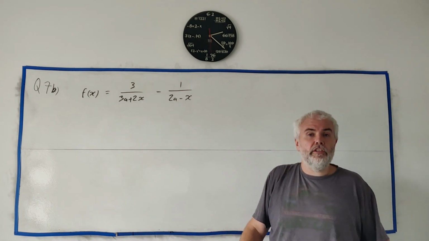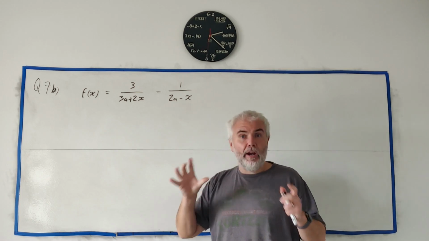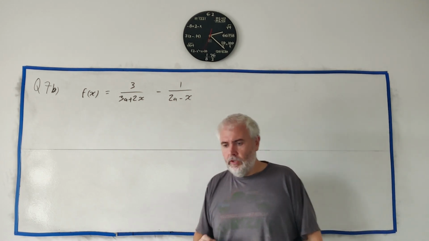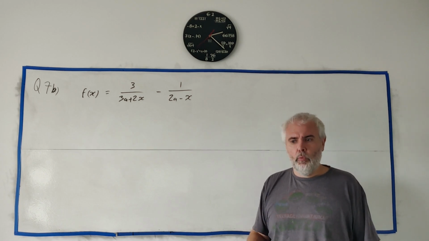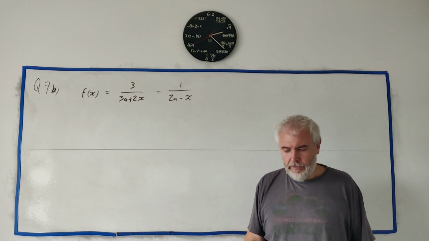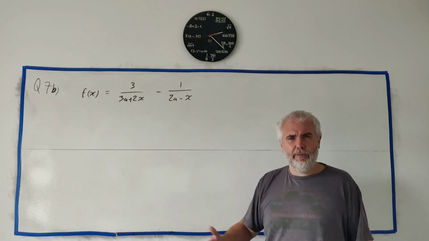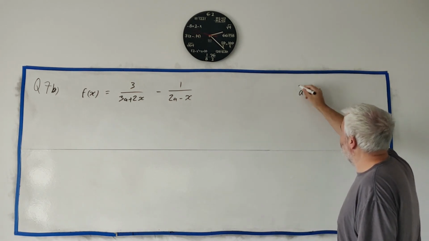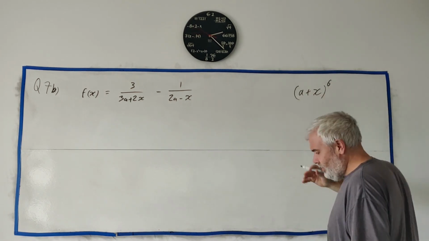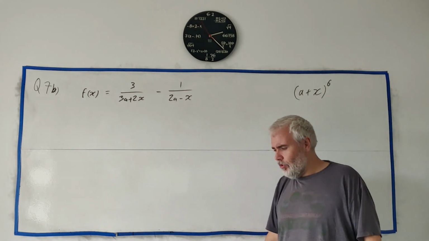Okay, what on earth do you do in part B? Ascending powers of x should be sparking something in your brain. There's usually a question in the exams about ascending powers. We end up using the binomial expansion. And that's what we're going to use here, but it doesn't look that obvious. The binomial expansion is something like (a + x) to the power of 6, and that's not what we have here. So what do we do?